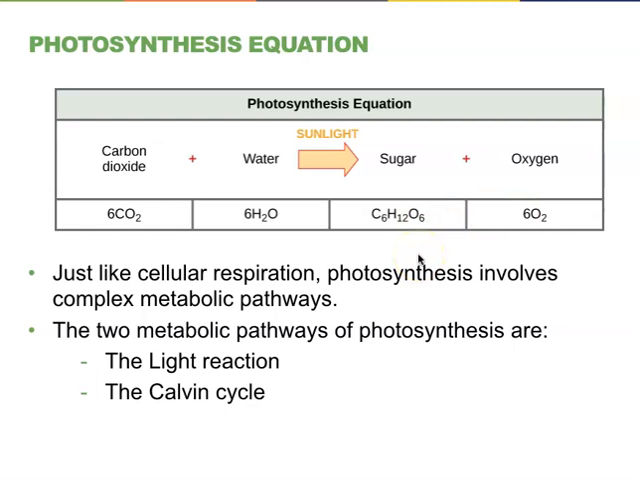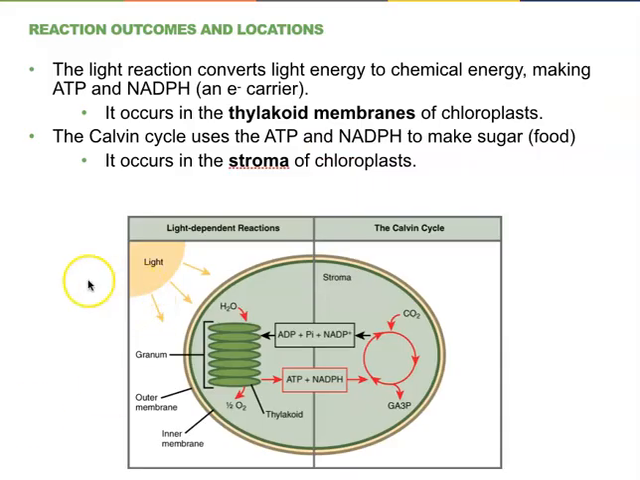Now there are 2 metabolic pathways where photosynthesis is occurring: the light reaction and the Calvin reaction. Just like cellular respiration, photosynthesis involves complex sets of reactions, and we're going to get into those now. The light reaction converts light energy into chemical energy, making ATP, which is adenosine triphosphate, and nicotinamide adenine dinucleotide phosphate, NADPH. I'm forgetting what it is, so I'll pause here and look it up. The H is there just because we need to carry an electron.